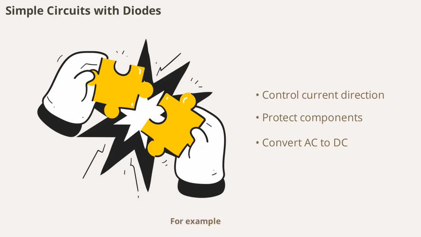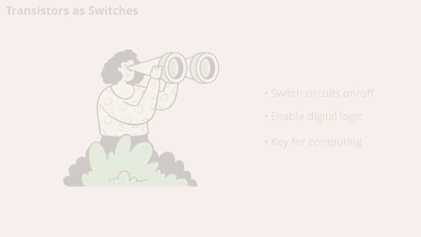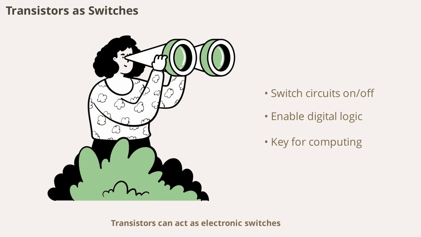Diodes are often used in simple circuits to control the direction of current. For example, they can protect sensitive components from voltage spikes or convert alternating current, AC, to direct current, DC, in power supplies. Understanding how diodes function in circuits is essential for anyone interested in electronics. Transistors can act as electronic switches, turning circuits on or off with a tiny input signal.